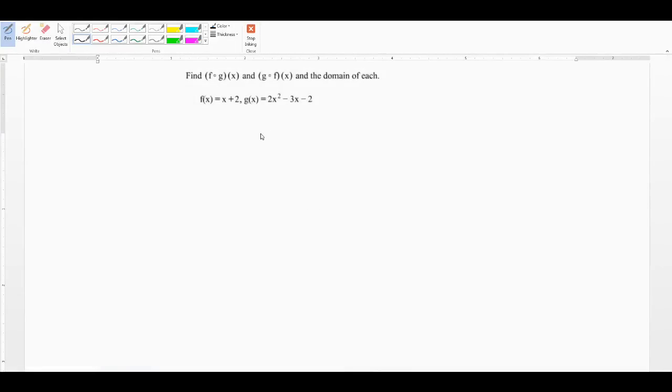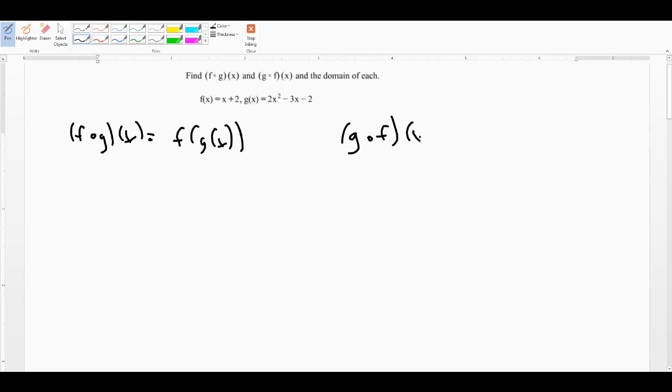Let's find f of g and g of f, and the domain of these two functions. So f of g of x is the same as f(g(x)), and then g of f of x is the same as g(f(x)). We'll do these inside out. G goes into the f, and f goes into the g.